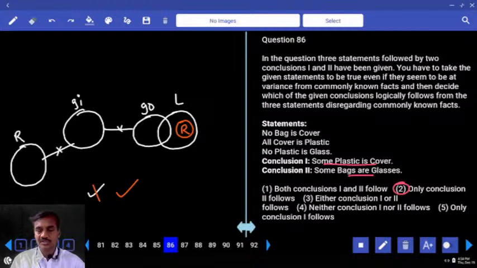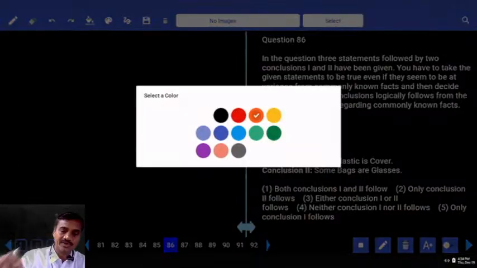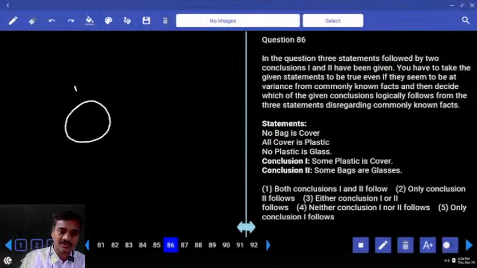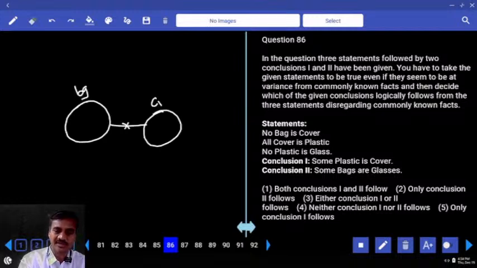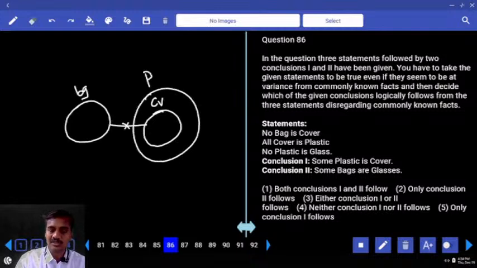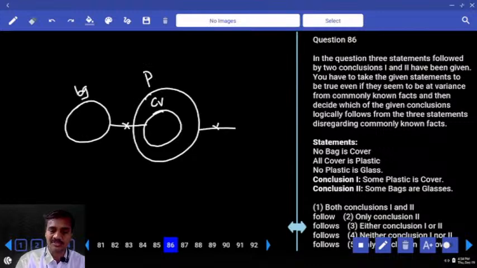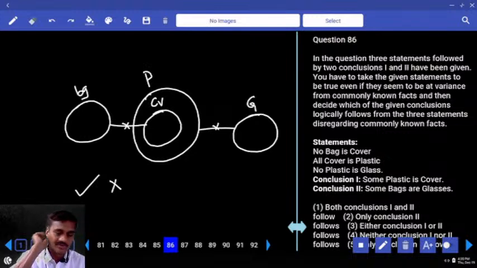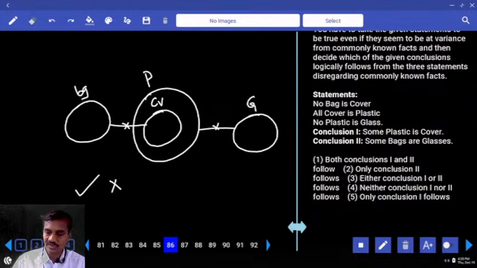Then 86, no bag is cover. No intersection between bag and cover. And all these covers are plastic. All covers are plastic. No plastic is glass, no intersection between plastic and glass. Then the first one, some plastic is cover, that is definitely true. Some bags are glasses, that is false. Then what is your answer? Only one, that is choice 5, question number 86.